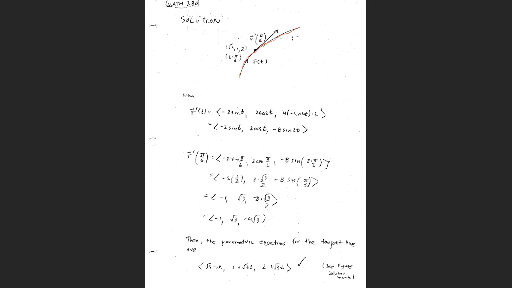Let's say that this point here is the point (√3, 1, 2). I want to find the tangent vector r prime of pi over 6. r prime of pi over 6.